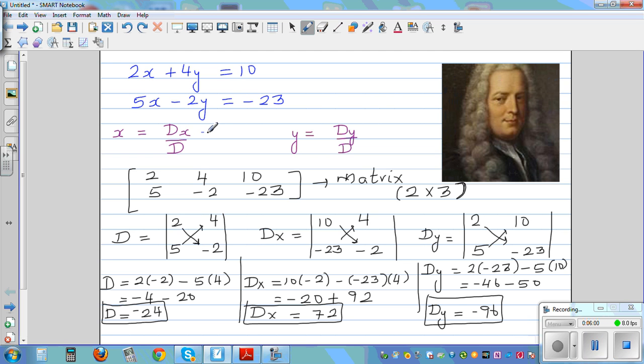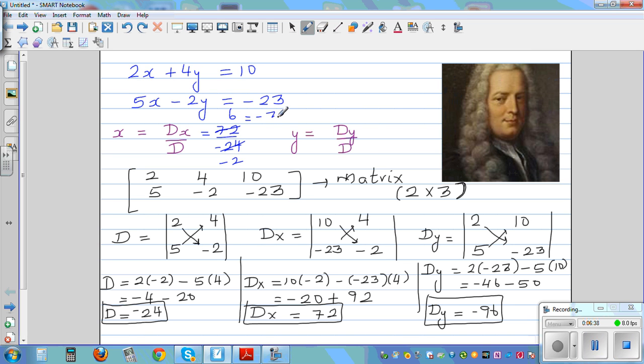So x would be dx over d. What is dx? That's negative 24 over, no, dx is not negative 24, so you have to be careful. Dx is 72 over negative 24. So 12 goes in 72 how many times? 6 times. 12 goes in this minus 2 times. And so your final answer is negative 3.